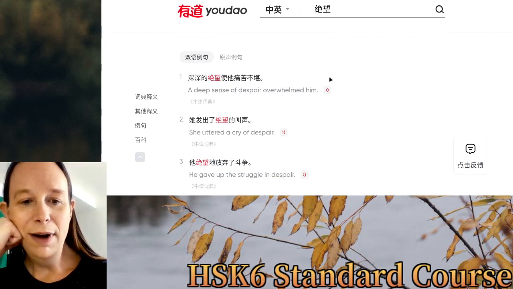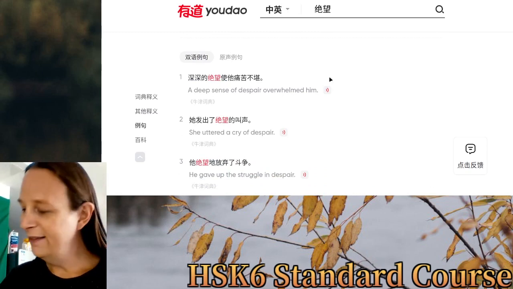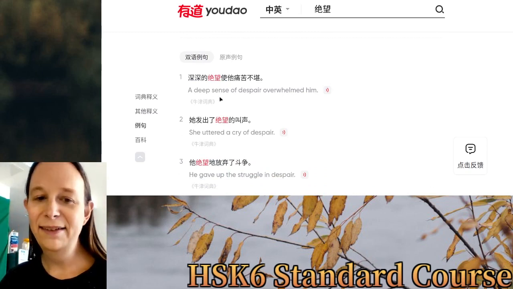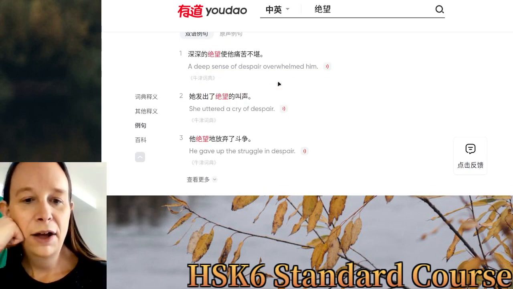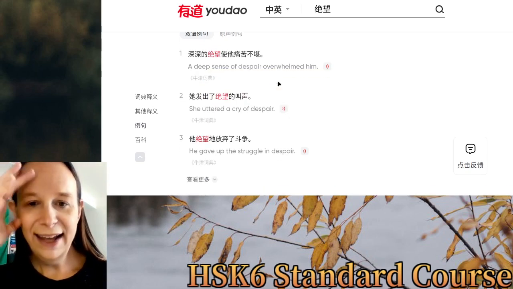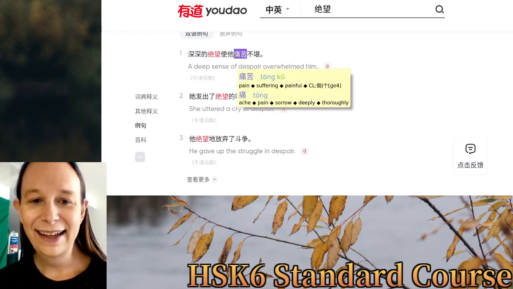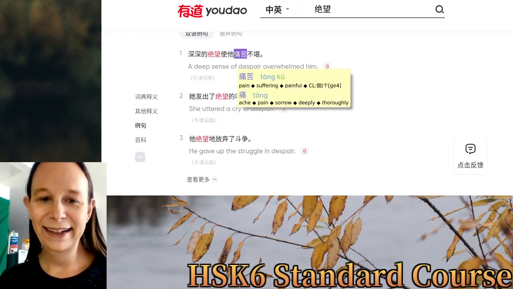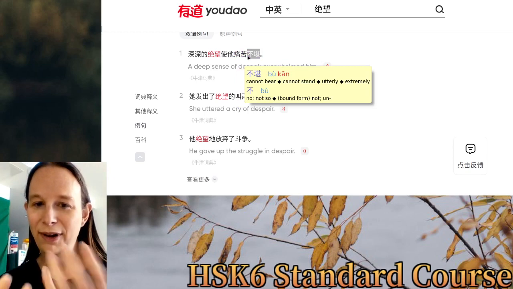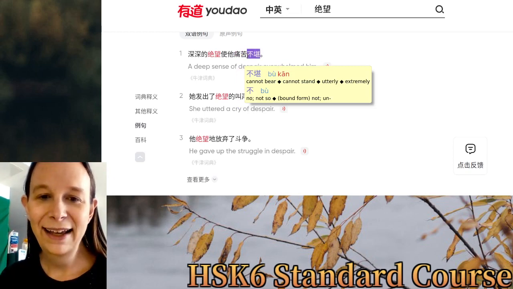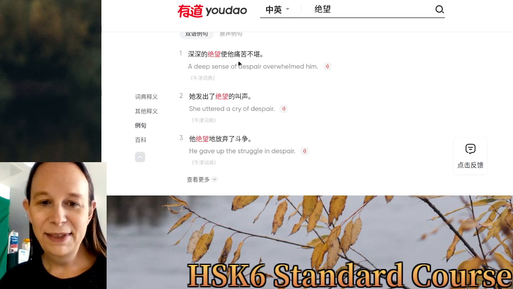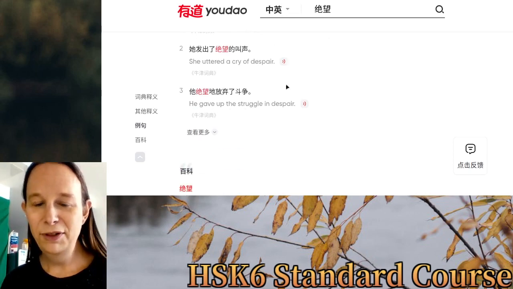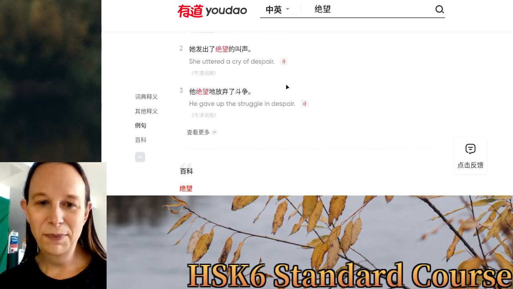深深的绝望. Here it's being used as a noun, right? They didn't list it as a noun, but I feel like that's just how words exist. 使他痛苦不堪. Oh, there's 不堪 again. Yeah, so 痛苦, pain. 不堪 just makes it stronger and means unbearable, right? Unbearable pain. A deep sense of despair caused him unbearable pain. Presumably pain in the sense of emotional pain.